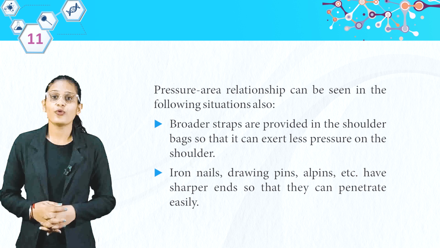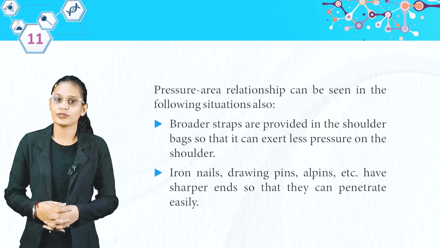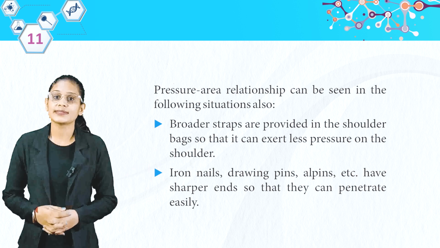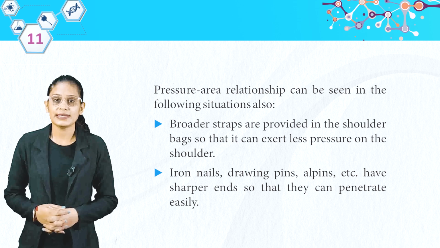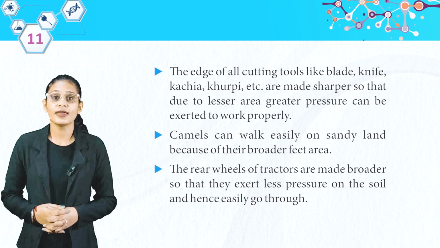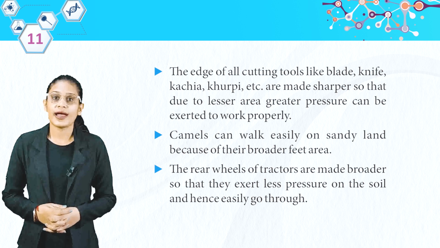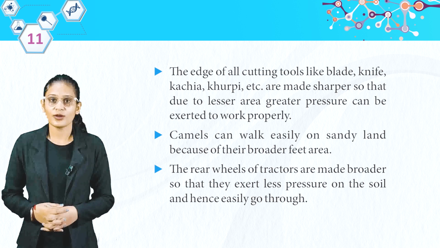Broader strips are provided in the shoulder bags so that they exert less pressure on the shoulder. Iron nails, drawing pins, awl pins, etc. have sharper ends so that they can penetrate easily. The edge of all cutting tools like blade, knife, kachya, kurfi, etc. are made sharper so that due to lesser area, greater pressure can be exerted to work properly.